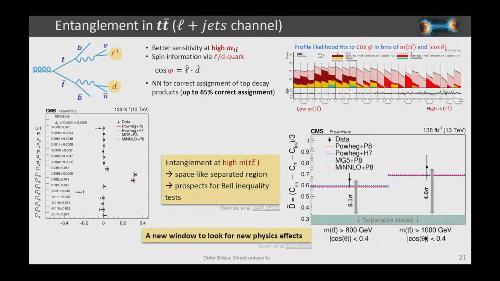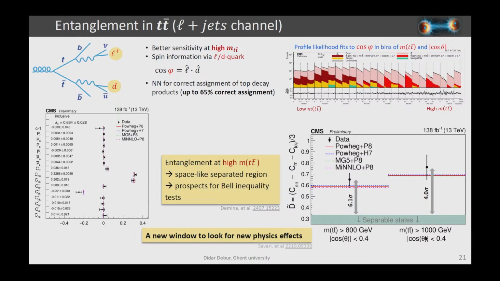The lepton plus jets channel has the advantage of a larger branching fraction, therefore it's sensitive to the high m_ttbar region. But the drawback is that we now need to access the spin information from the down-type quark, which is difficult to identify. Here we employ machine learning to identify this down-type quark from the W, where we succeed up to 65% of the time in correct assignment. And then we perform a profile likelihood fit to this cosine phi that we measure in various bins of m_ttbar and cosine theta, the scattering angle of the top.